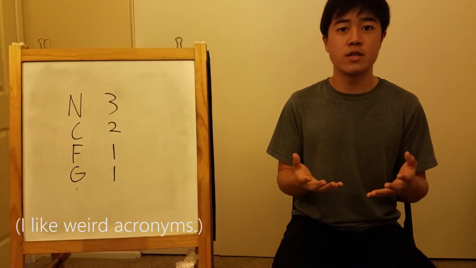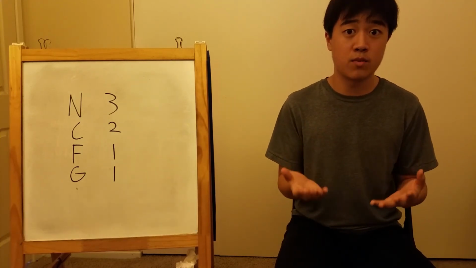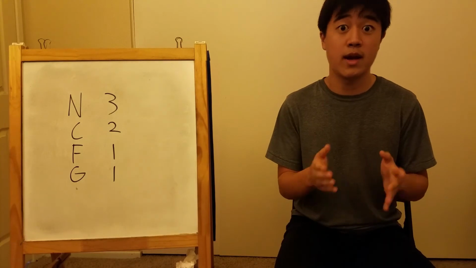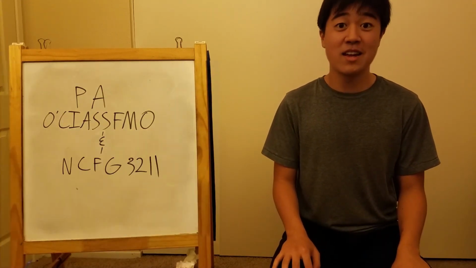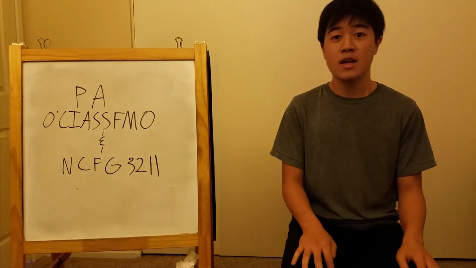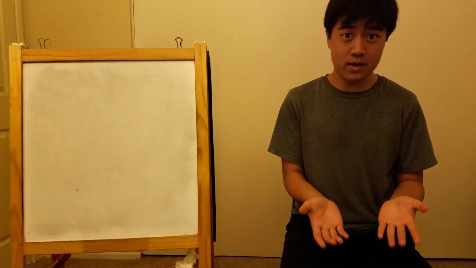This is what the cycle produces, and some of these components are used later in the cellular respiration process, namely FADH2 and NADH. So remember, Pa-okiasphoma and NFGA 3211. And that is pretty much all that you need to know about the Krebs cycle.